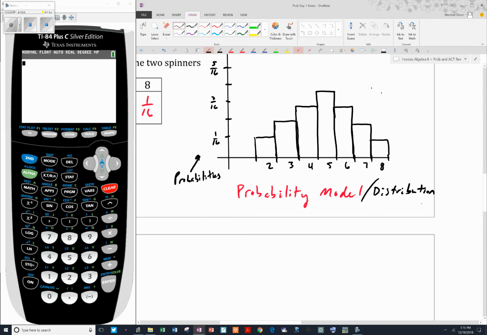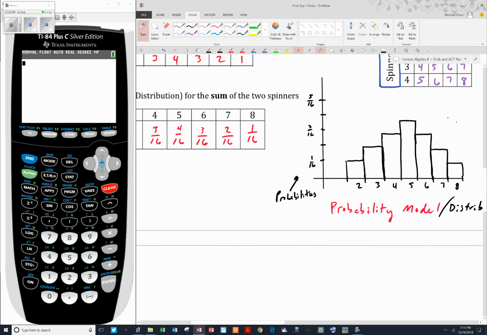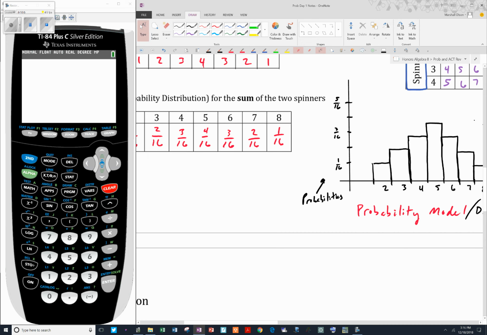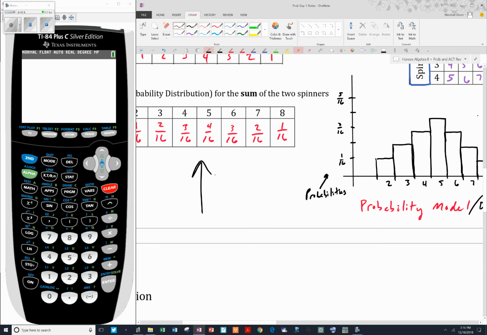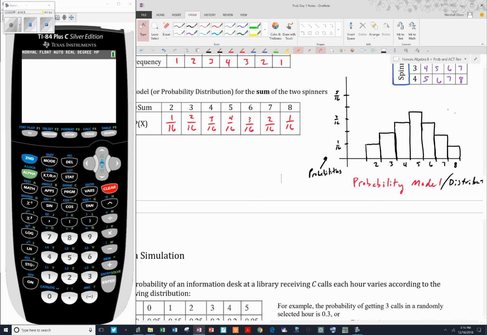And actually, just to make this clear, both of these things here, the table that we have here and that graph, are considered to be probability models or distributions. One is just graphical and one is numerical.